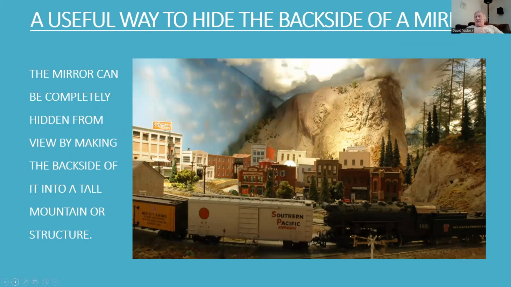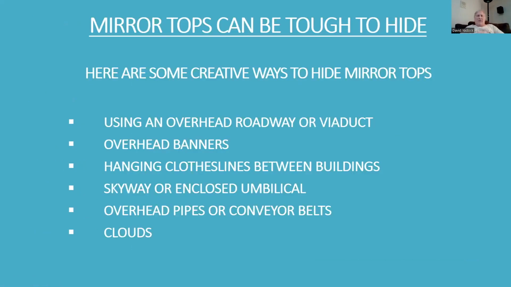If you're having a large cityscape, you can use a tall building, a very large structure, to also hide a mirror. But this one worked really well because it literally blocked out that whole valley. So there's just a little hint of the valley between this edge and this edge over here. So yeah, let's go into mirror tops. Like I said, they can be tough to hide. There's a multitude of ways of doing it, using an overhead roadway or viaduct, banners, even hanging clotheslines between buildings if you're going to have a mirror between buildings to extend a street.